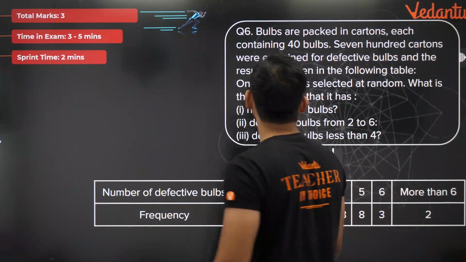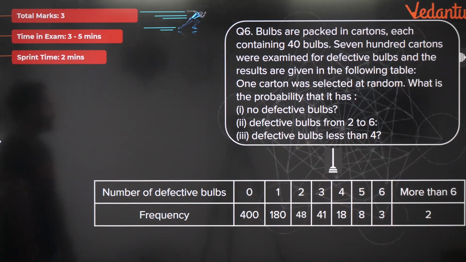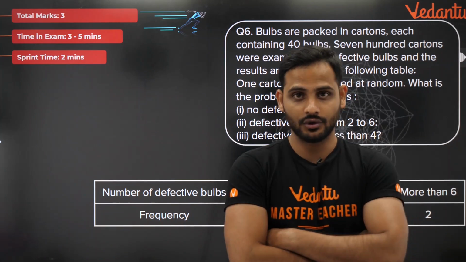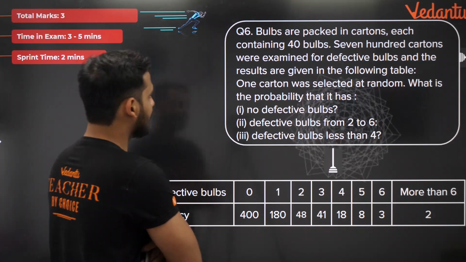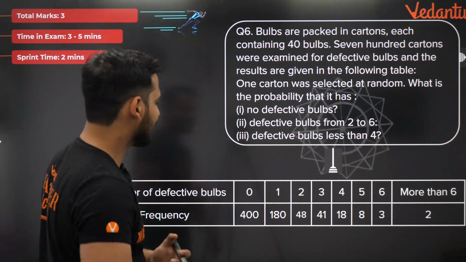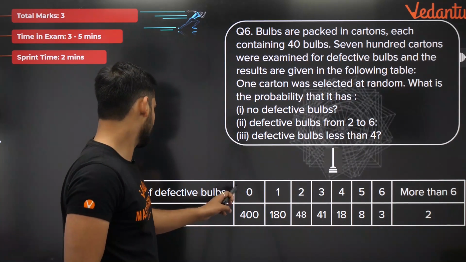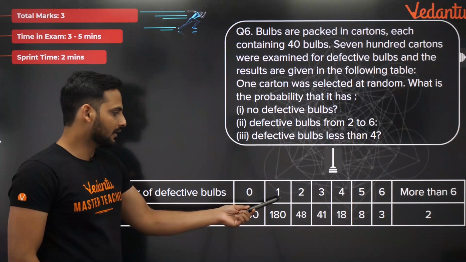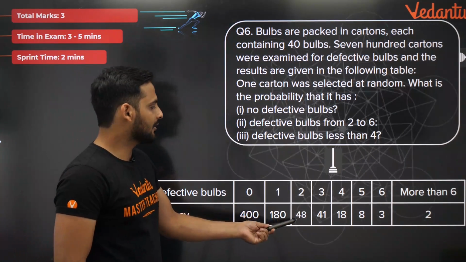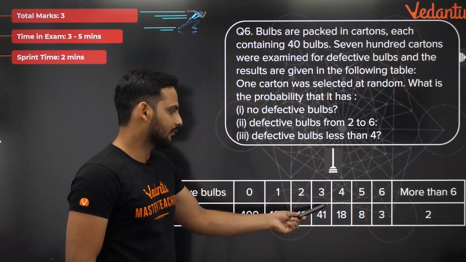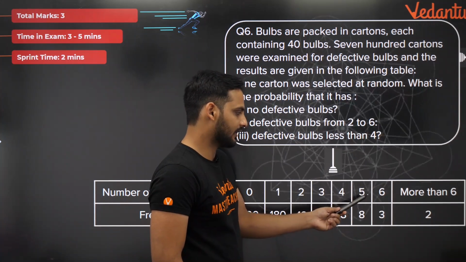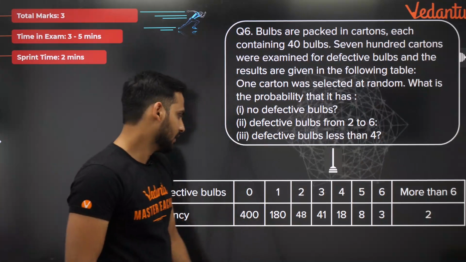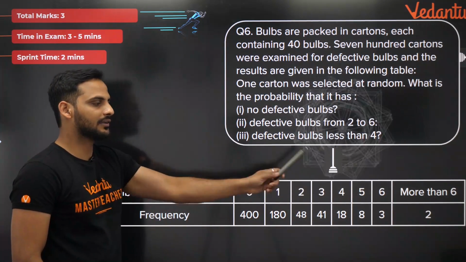The next question is this. Bulbs are packed in cartons, each containing 40 bulbs. 700 cartons were examined for defective bulbs, and the results were given in the following table. Out of those 700, in 400 boxes there was no defective bulb. In 180 boxes there was one defective bulb. In 48 boxes there were 2 defective bulbs. In 41 boxes 3 defective bulbs. In 18 boxes 4 defective bulbs. In 8 boxes 5 defective bulbs. In 3 boxes 6 defective bulbs. And more than 6 defective bulbs were in 2 boxes. So the number of boxes and the number of defective bulbs in each box is given here.